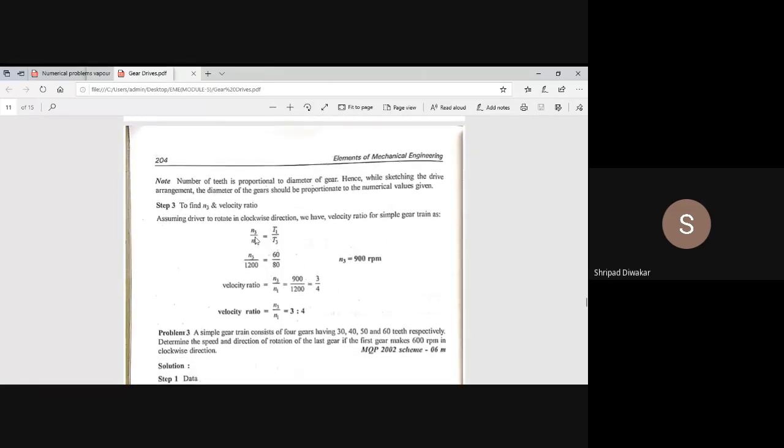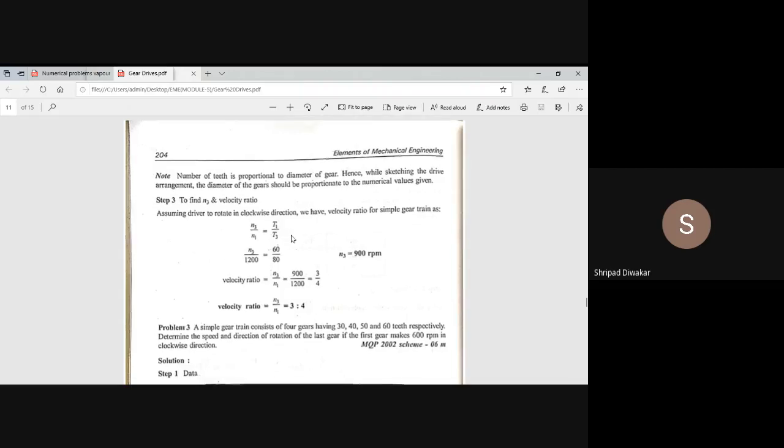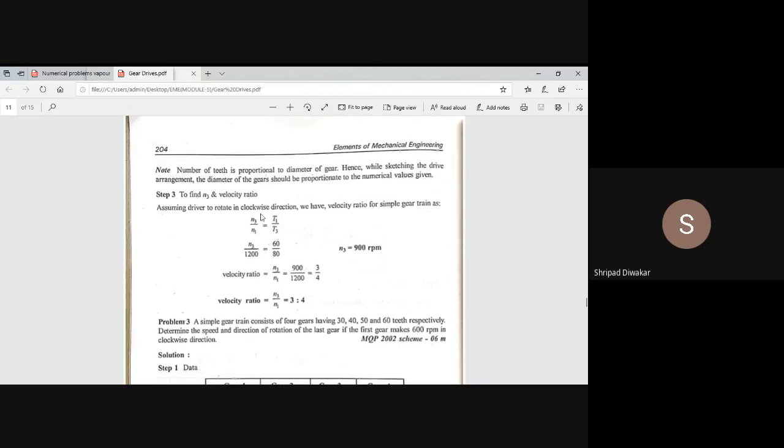N3 by N1 equals T1 by T3, because N3 is inversely proportional to T3 and N1 is inversely proportional to T1. Like that you have to remember. Speed ratio is always inversely proportional to the ratio of teeth. N3 by N1 equals T1 by T3. In this problem, N3 we don't know, so just keep N3. N1, the speed of the driving gear, is given as 1200 rpm, T1, the number of teeth on the driving gear, is 60, and T3 is the number of teeth on the driven gear. By substituting these values, we'll get the speed N3 by N1.